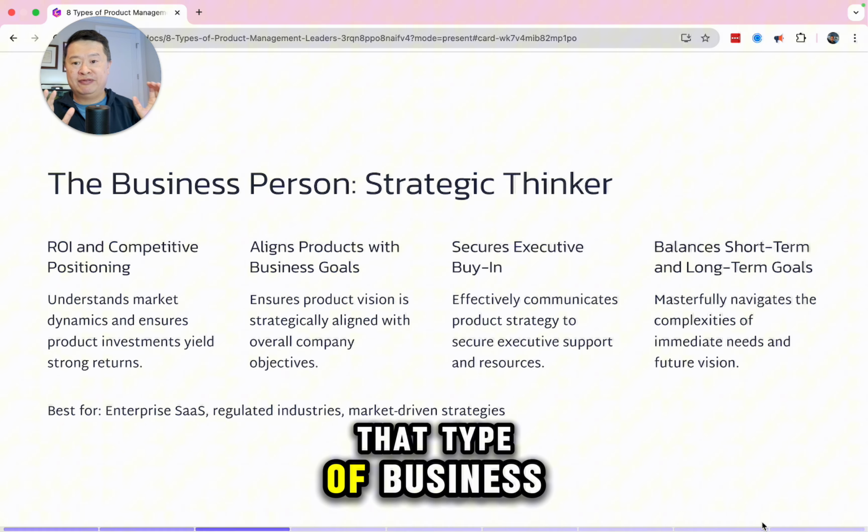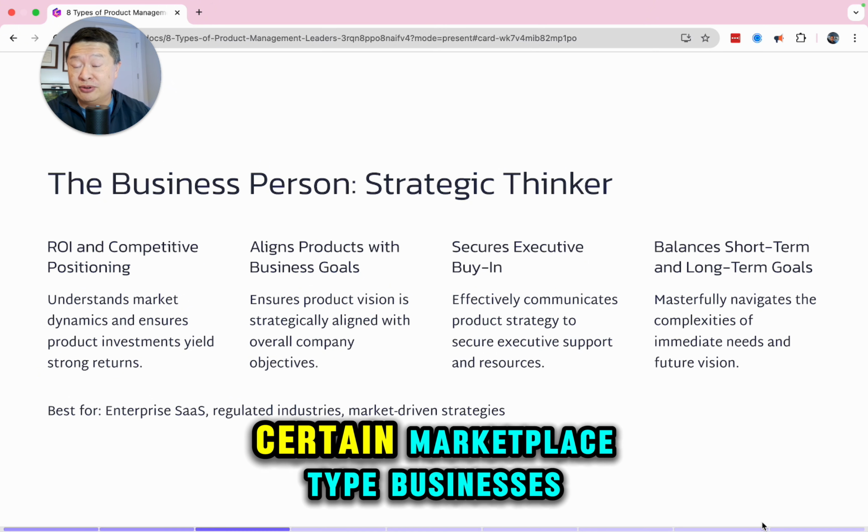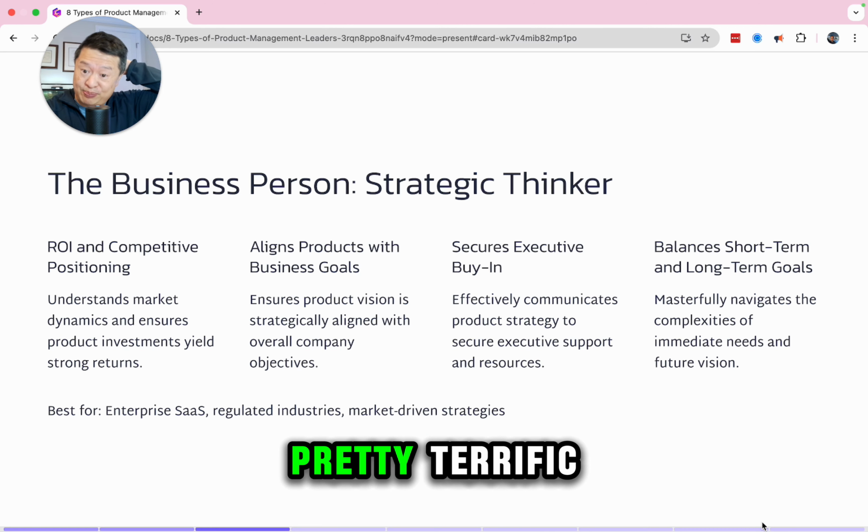That type of business strategist, product lead, often you'll find them thriving in an enterprise SaaS world, in an area that's heavily regulated, where the rules of the game are not entirely clear, but there's unique opportunities there. They might be in certain marketplace type businesses, but they're generally pretty terrific.